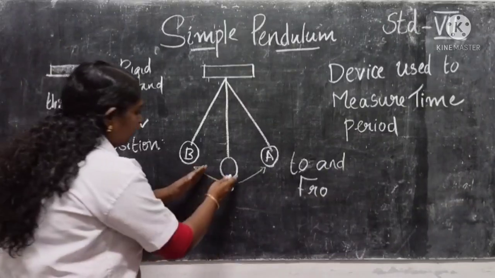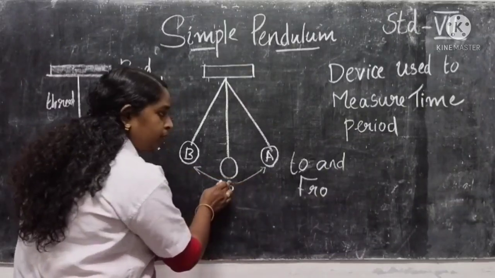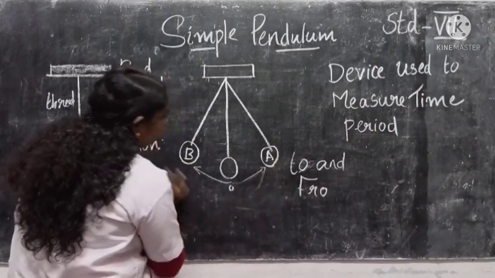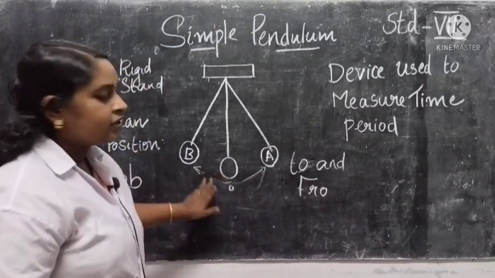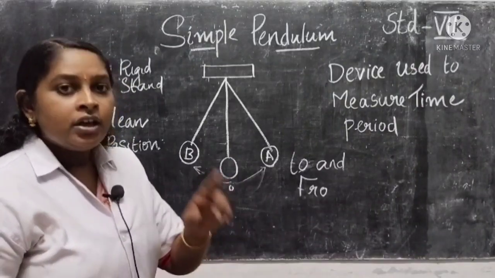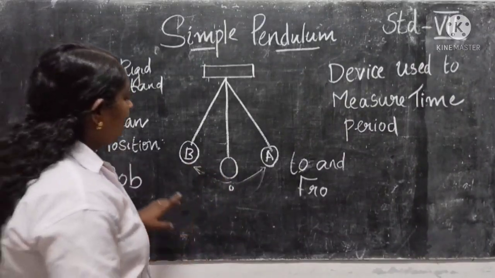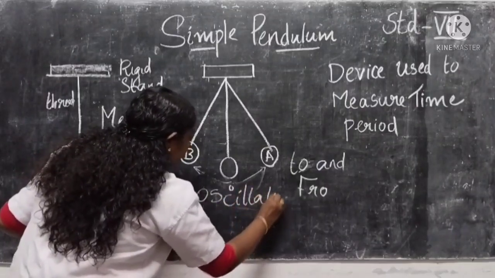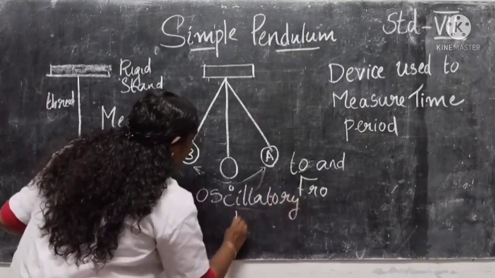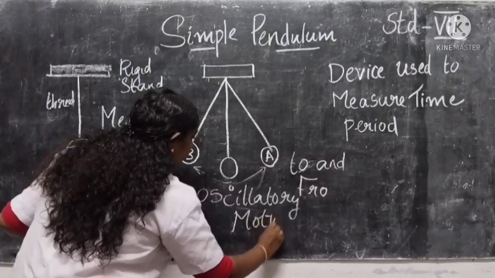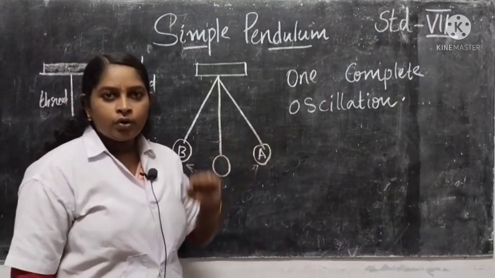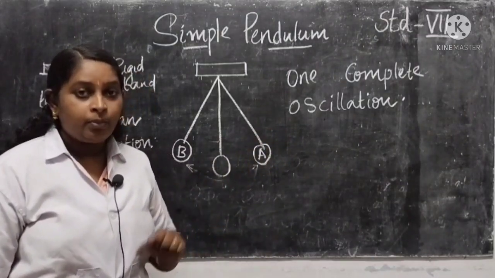To and fro motion means this type of motion. The bob moves first to A, then to B, then to A and then to B. This type of motion is known as to and fro motion, and to and fro motion is an example of oscillatory motion.